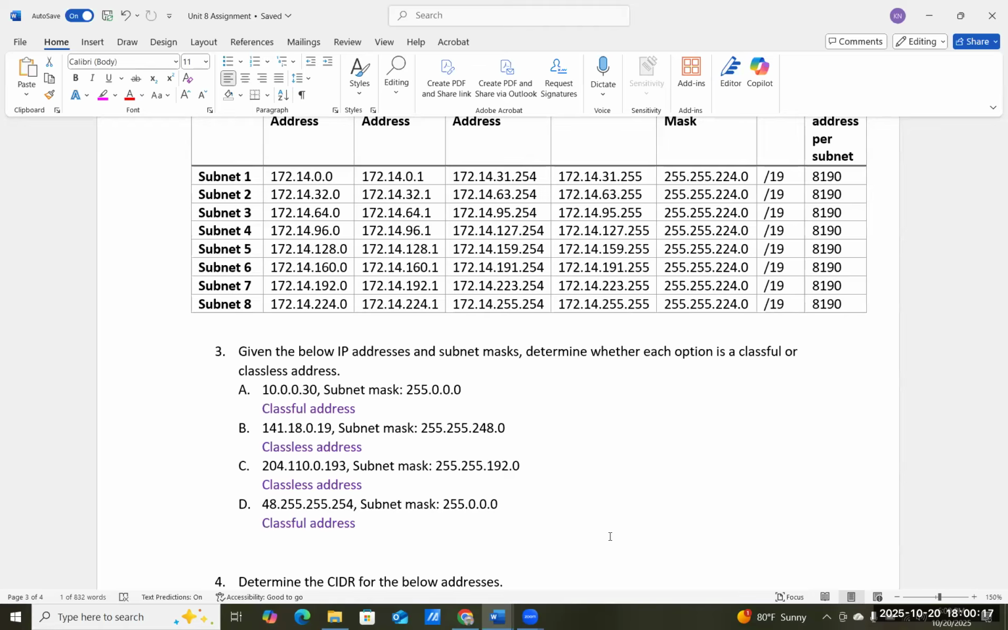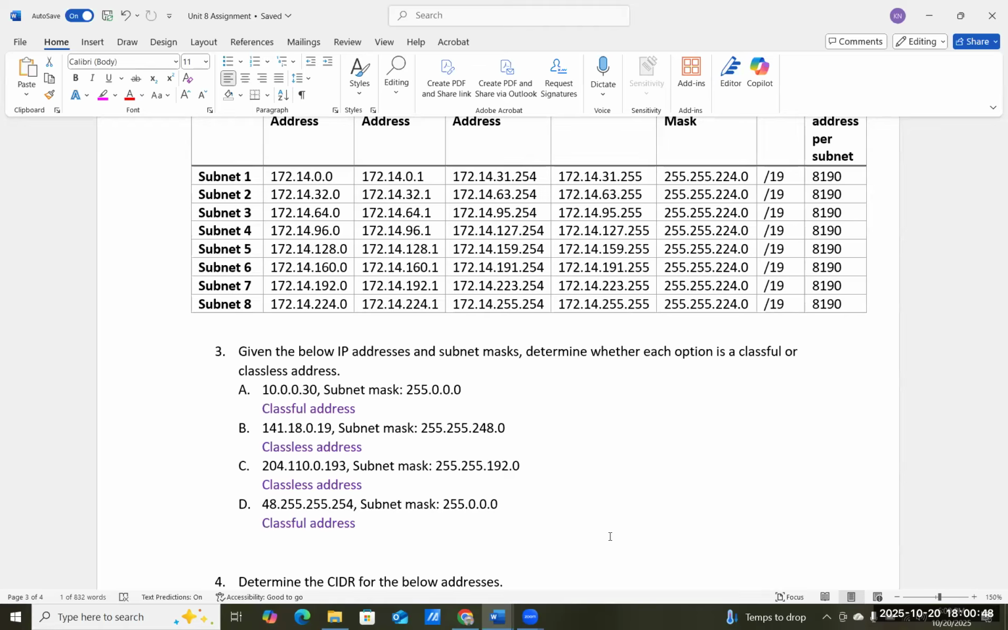Okay? But when you look at B, 141.18.0.19, the subnet mask is going to tell us whether it is classless or classful. 255.255.248.0. This 248, it's not a 255, right? When you look at this, does it belong to its class? No, right? It is a classless address. It doesn't match up with your standardized IP classes.